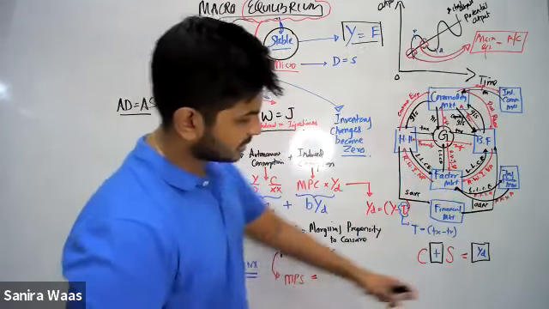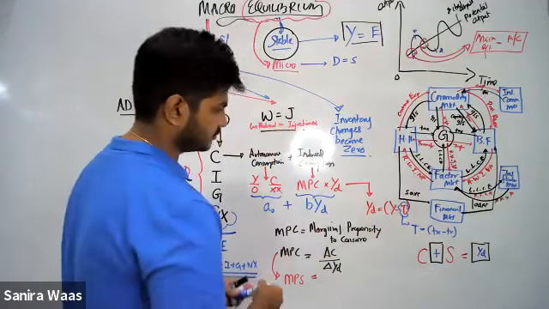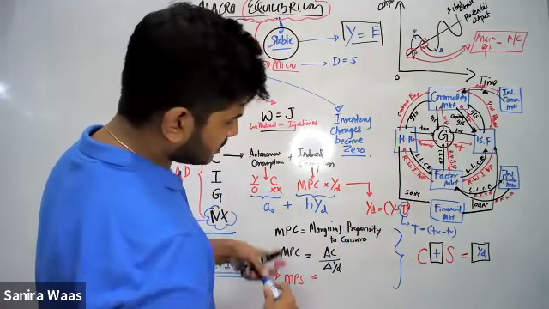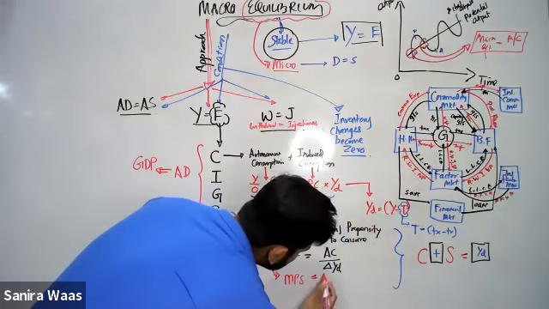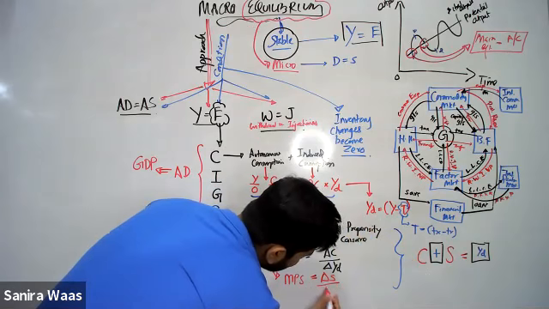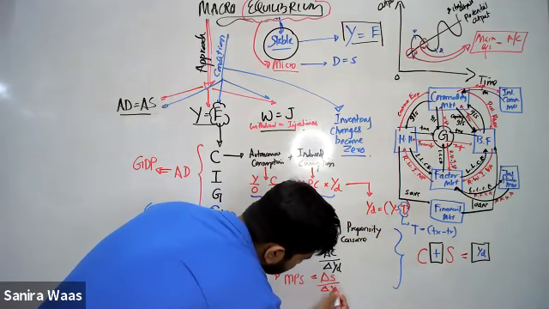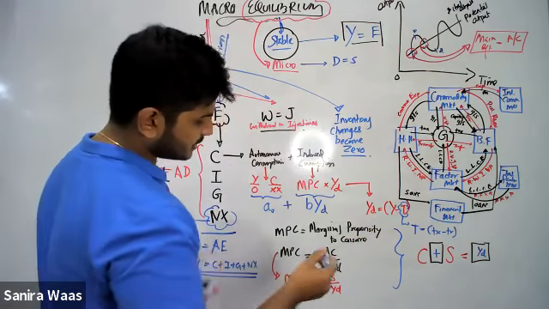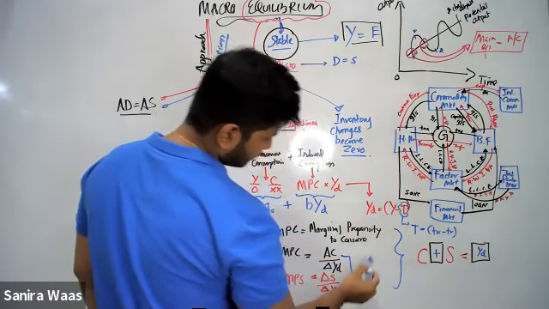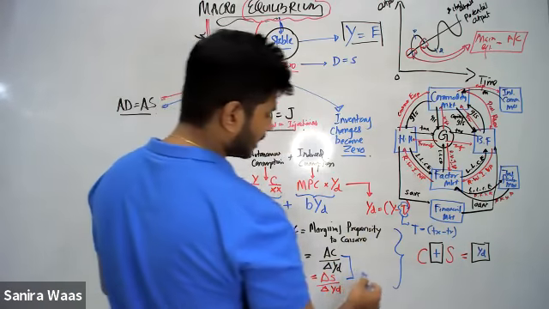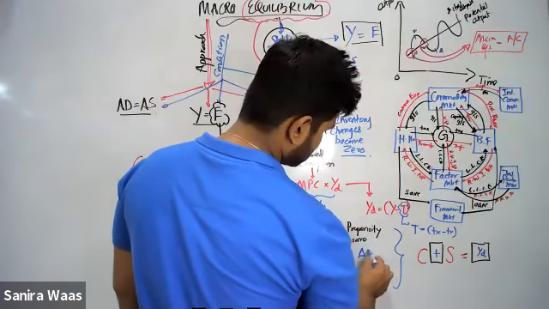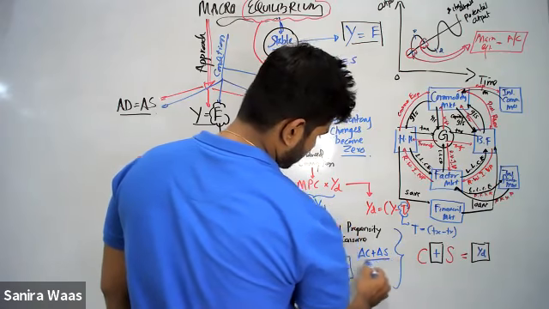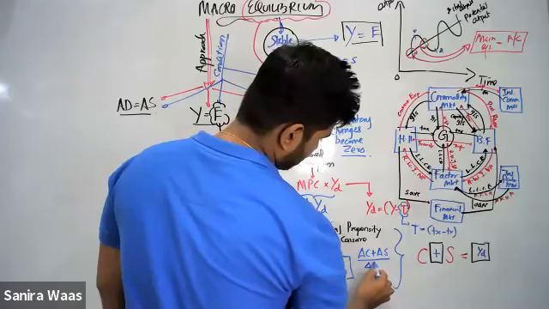So having said this, we can use it here as delta S divided by delta YD. Simple math: when you add these two, you get delta C plus delta S divided by delta YD.